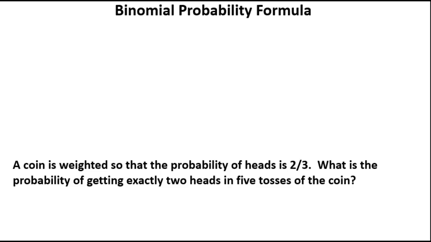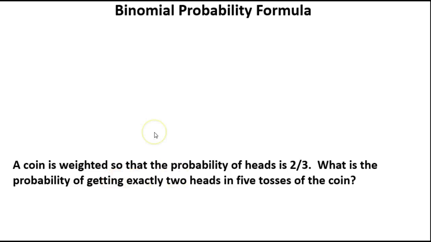We are working on binomial probability. In this particular scenario, we have a coin that's actually weighted, and it's weighted so that 2/3 of the time it actually lands on heads. Okay, so we're trying to find out what the probability of getting exactly 2 heads in 5 different tosses of the coin is. And the key term here is exactly 2 heads.